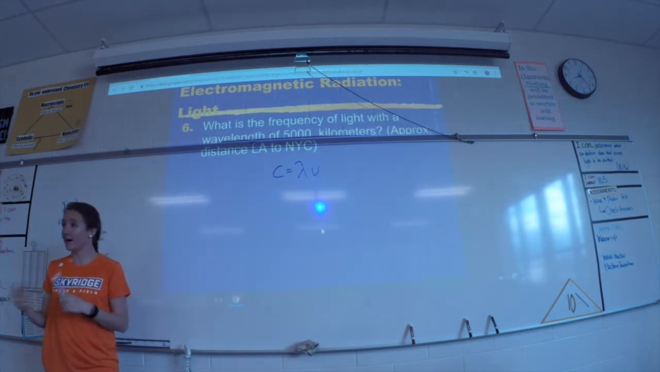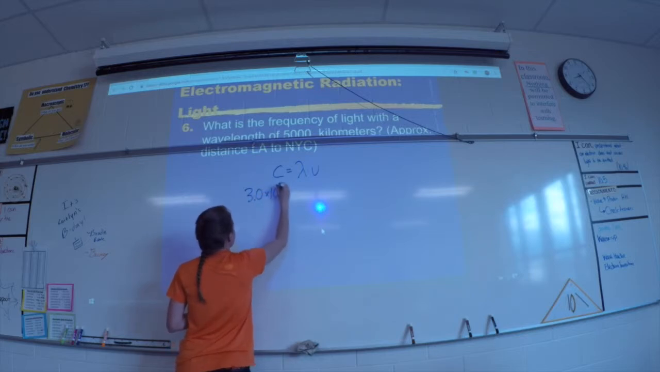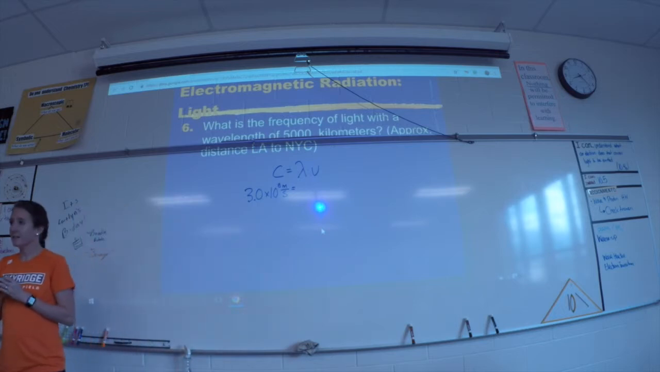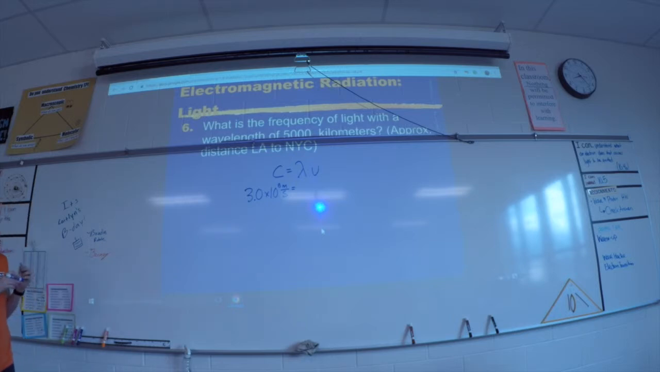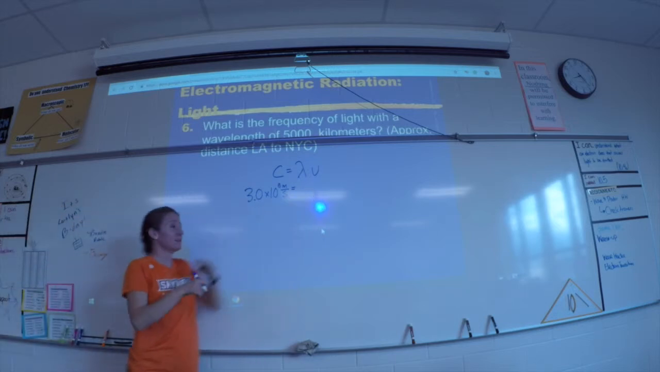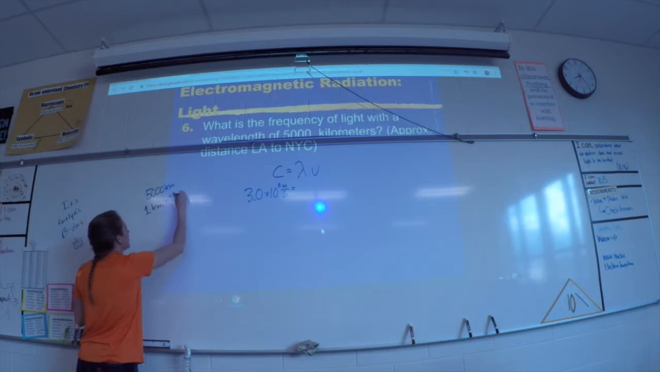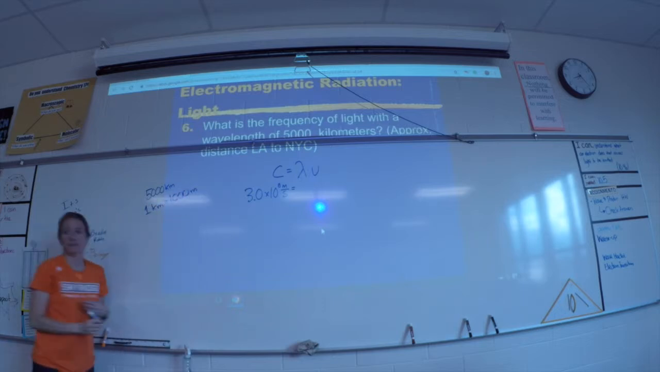We always know the value of c, so we can plug that in: 3.0 times 10 to the 8 meters per second. Now this time I know my wavelength. It's 5,000 kilometers, but it has to be in meters to plug it in here. A kilometer is 1,000 meters. So if I have 5,000 kilometers, in 1 kilometer there's 1,000 meters.